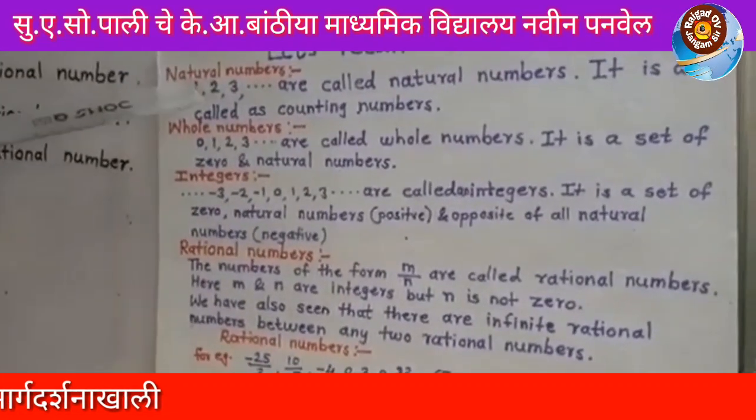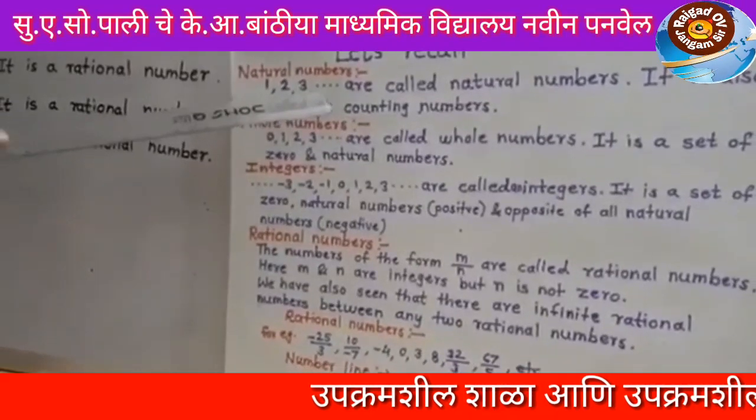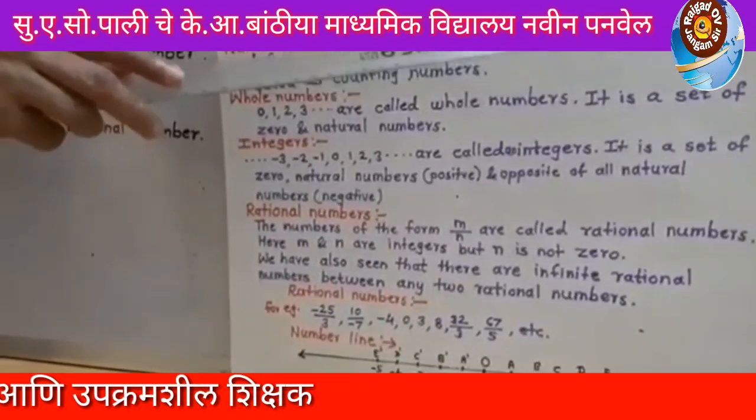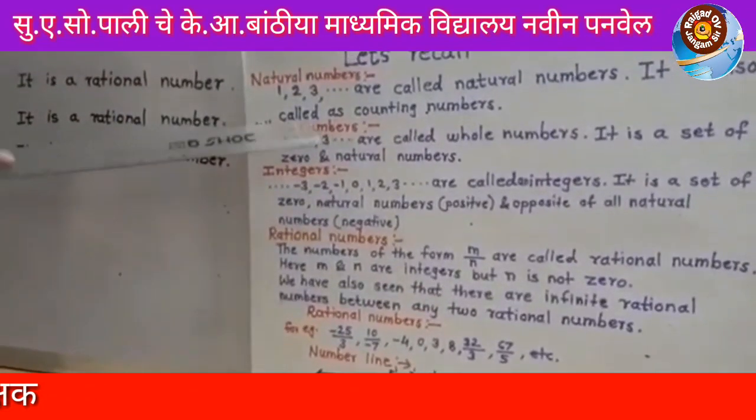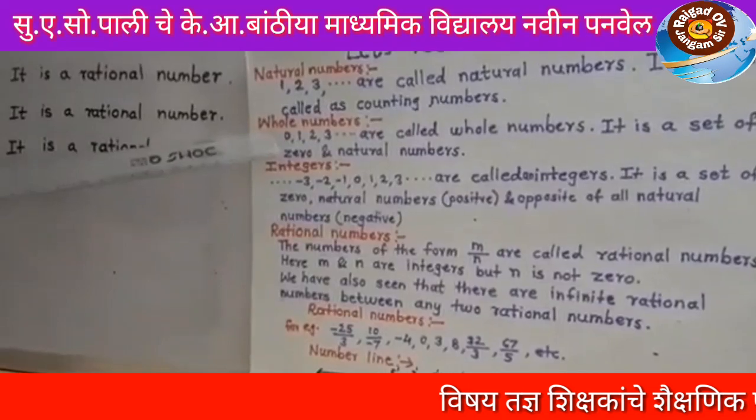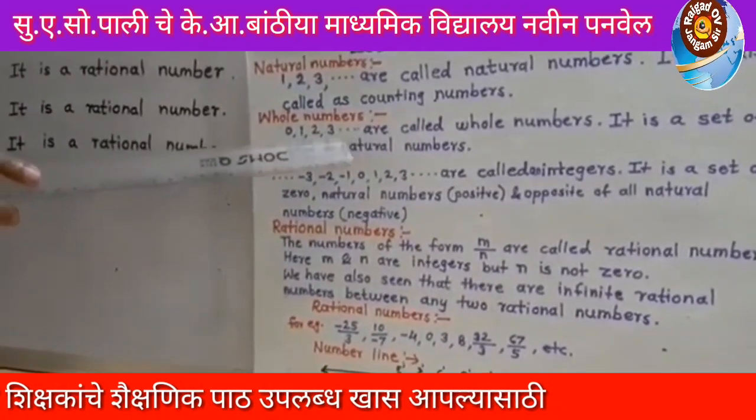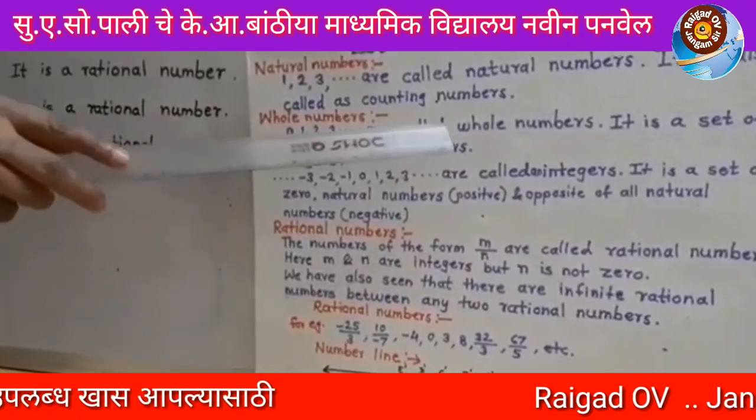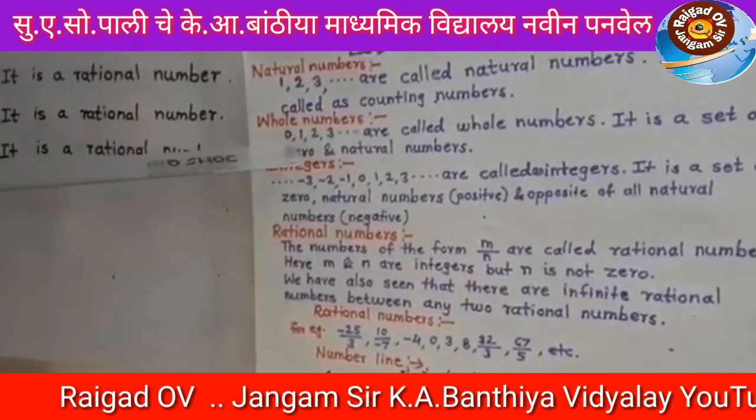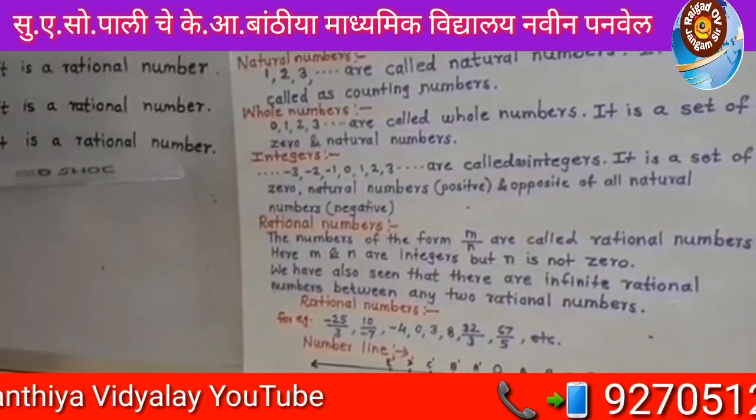First, natural numbers 1, 2, 3, and so on are called natural numbers. It is also called as counting numbers. Next, whole numbers 0, 1, 2, 3, and so on are called whole numbers. It is a set of 0 and all natural numbers.